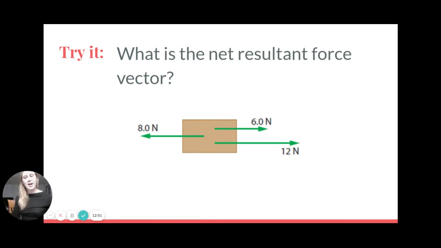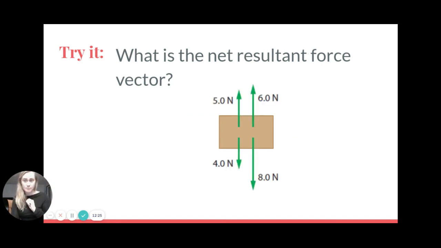All right, so let's try it. Pause it, do it yourself. Okay, you're back. So you should have gotten a value of, let's assign left as negative, negative 8 plus 12 plus 6, you're going to get a total of 14 to the right. I think I did that math right. No, 10. 10 to the right. So that is this one. Try it again.